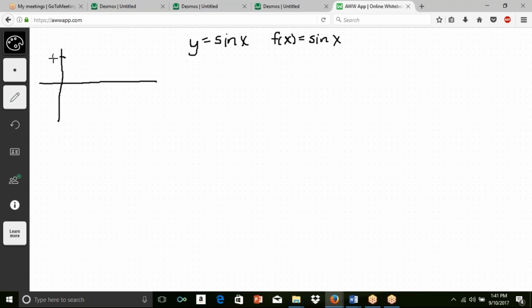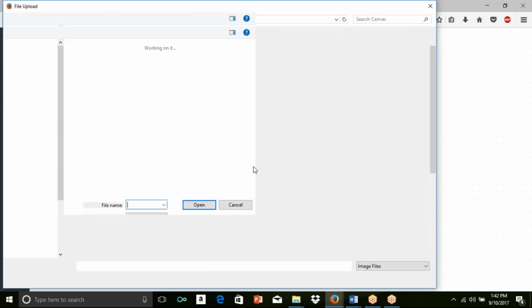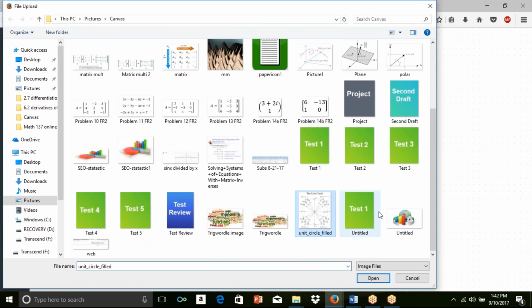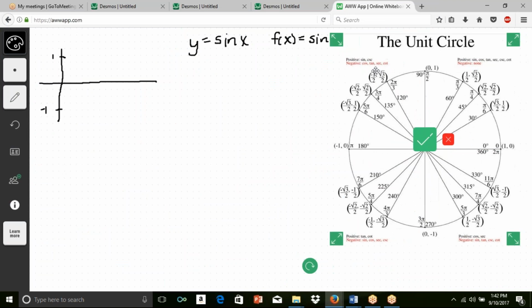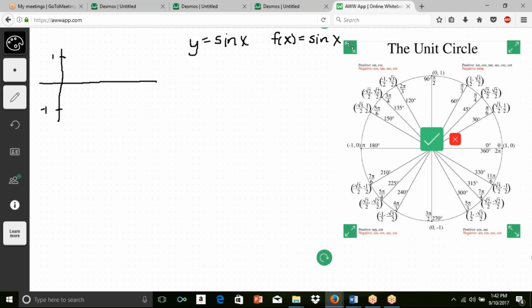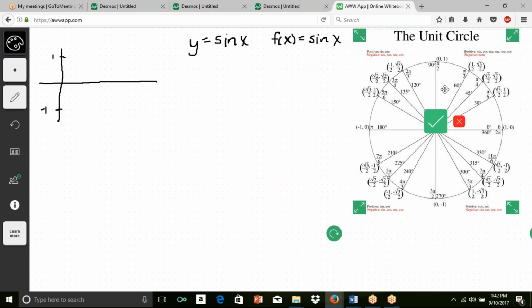And so we know that when we're doing sine of x, remember going around the unit circle again? As a matter of fact, go ahead and pull the unit circle up here, put it over here, reduce it just a little bit, resize it, and then anchor it.